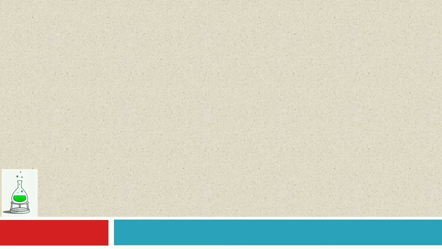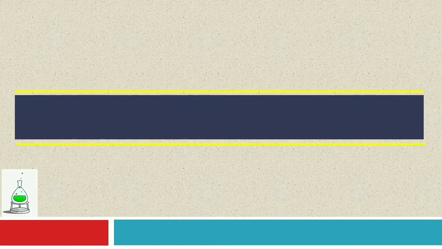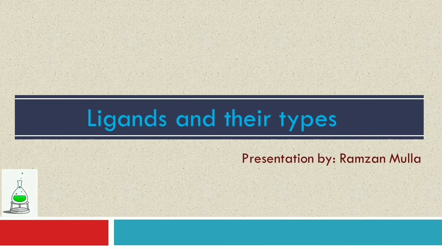In the previous video, we discussed some basic terms related to coordination compounds such as double salts, complex salts, central metal atom or ion, coordination entity, counter ion, and ligands, etc. In this video, we will learn about the ligands and their classification based on denticity, type of donor atoms, and also their behavior. Let's start with the classification of ligands.